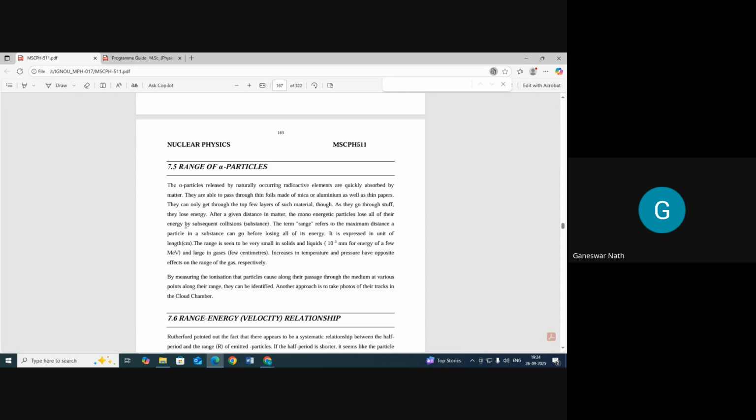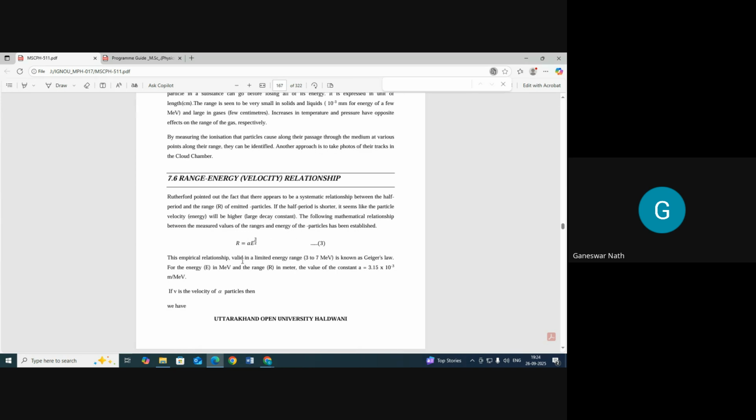As they go through matter they lose energy, and after a given distance in matter the mono-energetic particle loses all of its energy by subsequent collisions. The term range refers to the maximum distance a particle in a substance can go before losing all of its energy. So before reaching the maximum distance it will lose its energy. The maximum distance up to which the alpha particle can move through a material is called the range. Okay. Now we'll go to the range-energy relationship in terms of velocity.